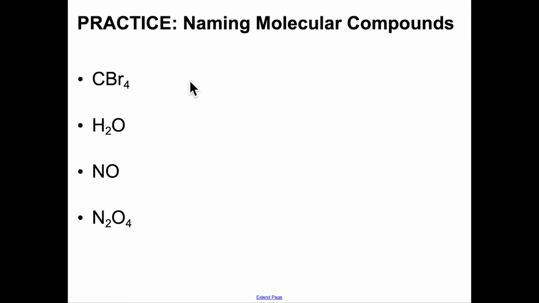Here is our practice for naming molecular compounds. Now, we're going to know that it's molecular if they're both nonmetals. Okay, so C, carbon, is a nonmetal, and bromine is a nonmetal. So we need to name this, and we do have to pay attention to the subscripts this time. There's 1 carbon here, and then there are 4 bromines. So since there's 1 carbon, the prefix for that would be mono. However, the exception states that we don't put mono on the first one. So the first element is never going to have a mono. So we just write carbon.